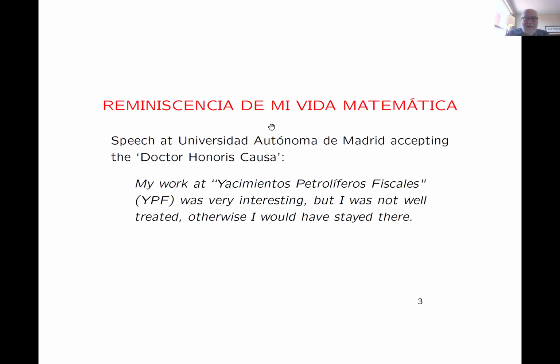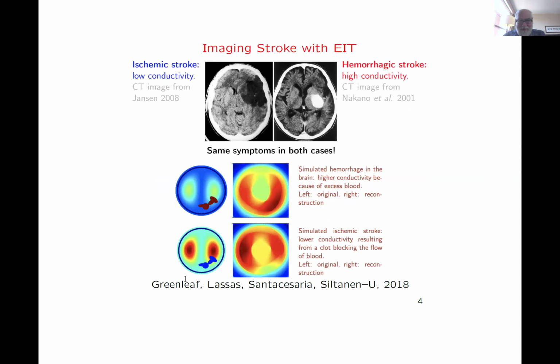I always mention this quote from his speech at the Universidad Autónoma de Madrid when he accepted the honorary doctorate. My work at Yacimientos Petrolíferos Fiscales, YPF, in the 40s was very interesting, but I was not well treated. Otherwise, I would have stayed there. So it was a great fortune for mathematics that Calderon was not well treated. Apparently, he was reading Kuratowski's topology book when he was supposed to be working in the laboratory.